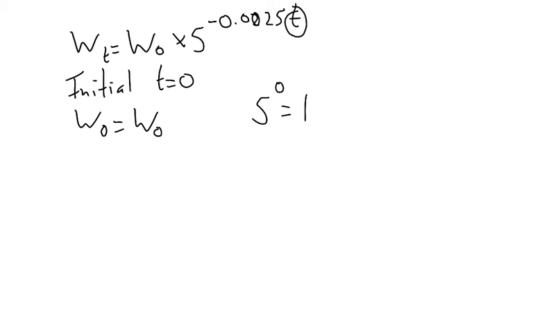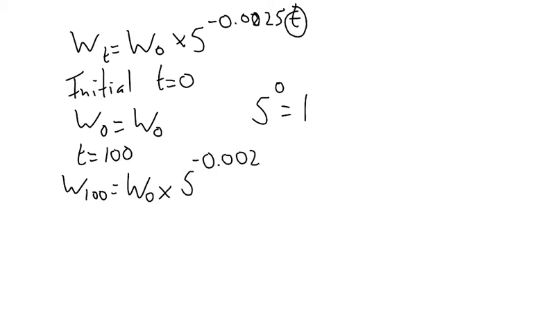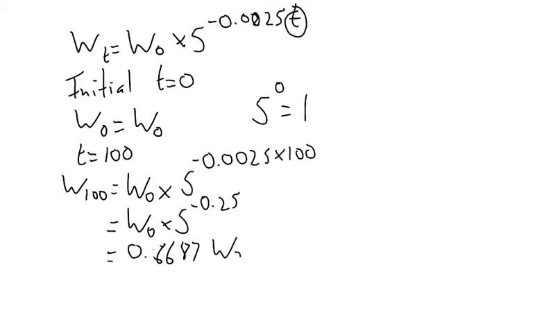Now, if I want to find the weight after 100 years, that's t equals 100 years. So W(100) equals W0 times 5 to the power of negative 0.0025 times 100, equals W0 times 5 to the power of negative 0.25. Put that in your calculator and you get 0.6687 of W0.